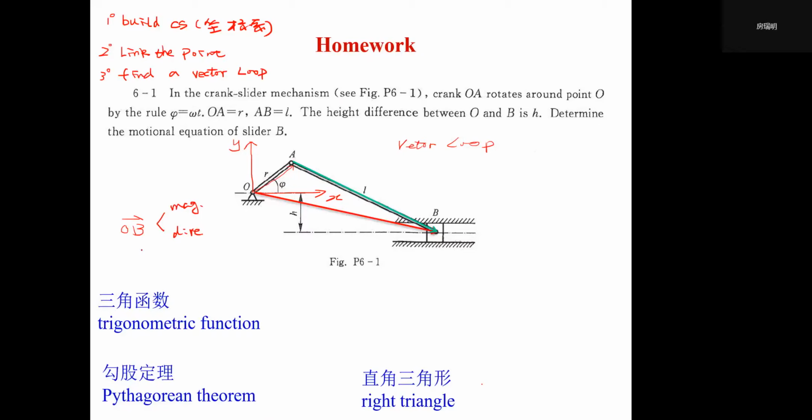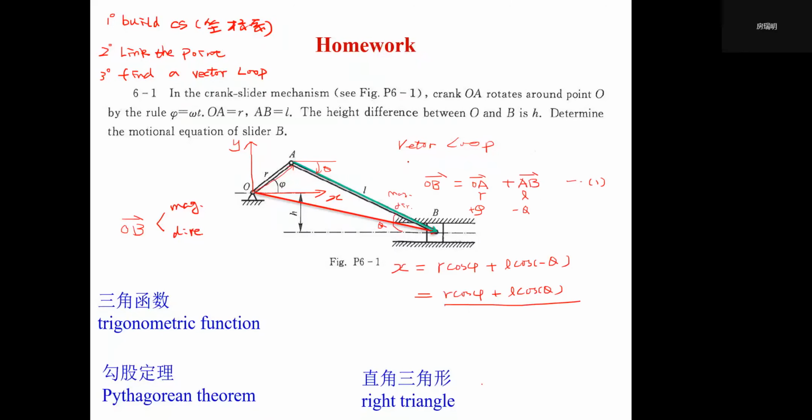So the second step, we should try to find a vector loop. So you guys can see, we can draw a line OA, and then we draw another line from A to B. So we have a vector loop. You see, vector OB equals OA plus AB, right? So we have an arrow on these letters to show all these three are vectors. So this is the vector equation.